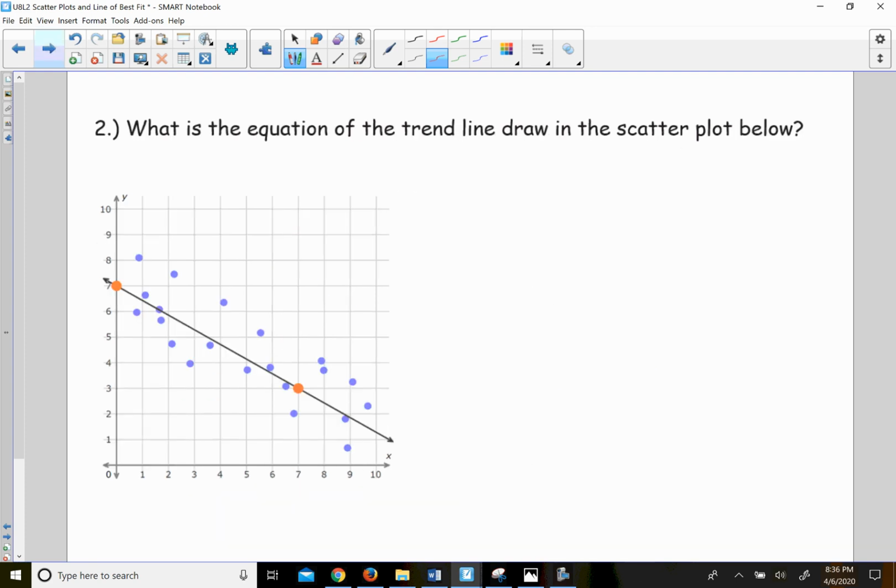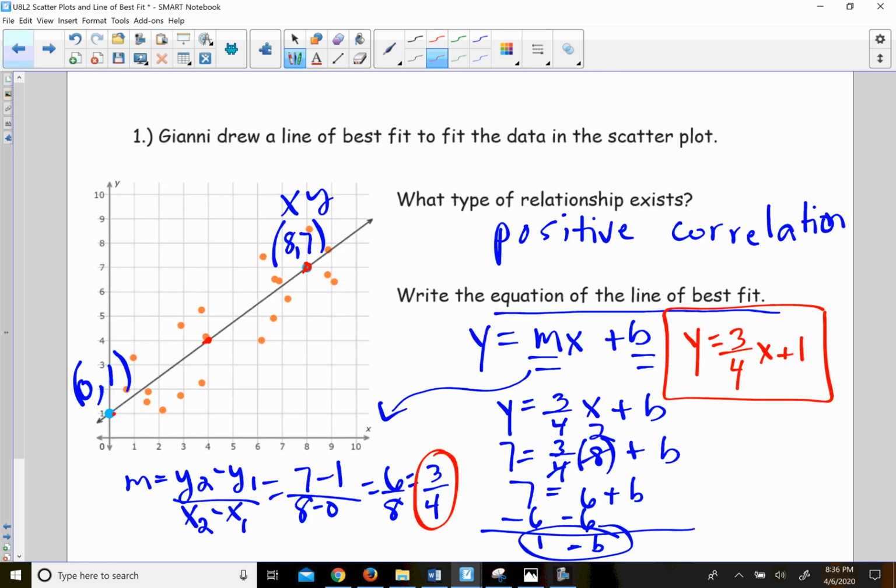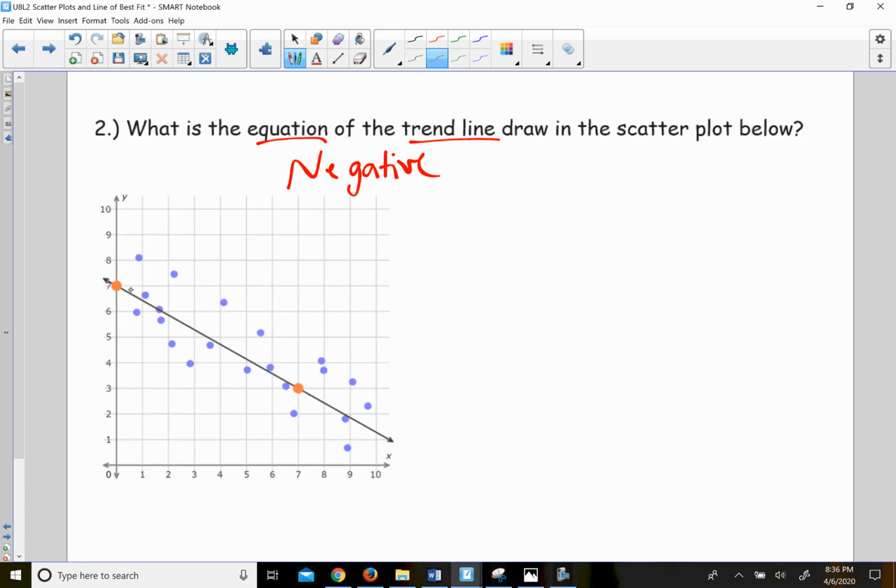So if we take a look at number 2, again, the equation of the trend line drawn. So they have a negative correlation. I want to go back real quick. Notice how we had a positive correlation and our slope was a positive value. That's not just a coincidence that happens. So if I have a negative correlation this time, as x increases, y is decreasing, my slope is going to be negative. So I'm looking for the equation, y equals mx plus b.